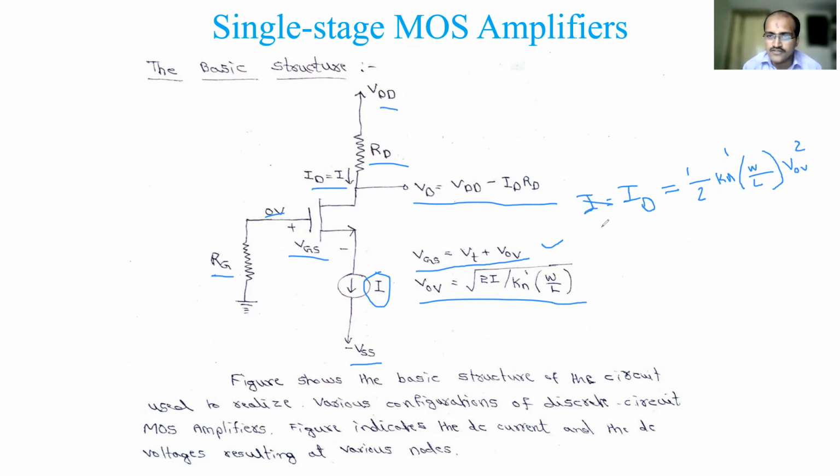So from this equation, if you rearrange it and write for V overdrive voltage, what is the equation you are getting? This one. So if you just write for V overdrive squared, this 2 will come over here. That becomes 2 into I divided by Kn dash W by L. That is for V overdrive voltage squared. Now if you write for V overdrive, it will be the square root of 2 into I by Kn dash W by L. So this is the equation.